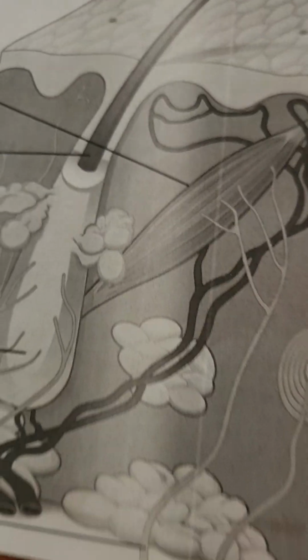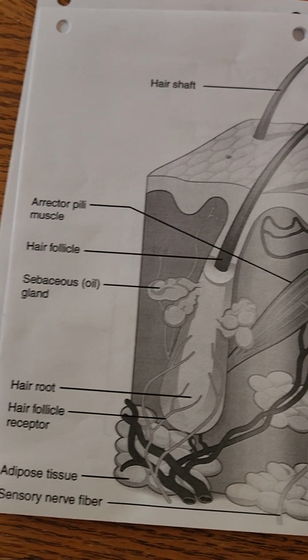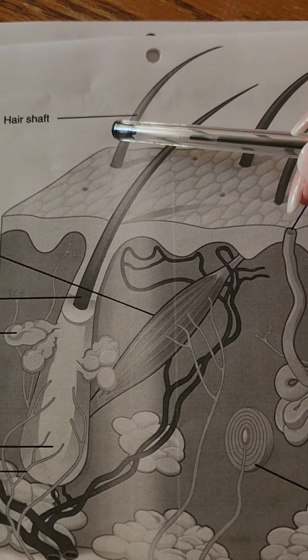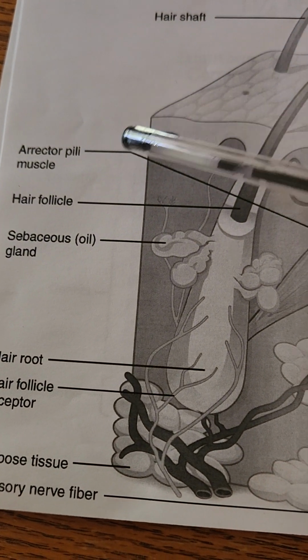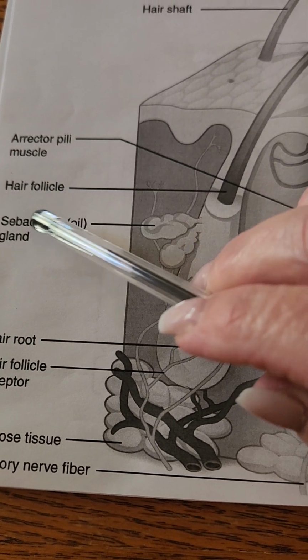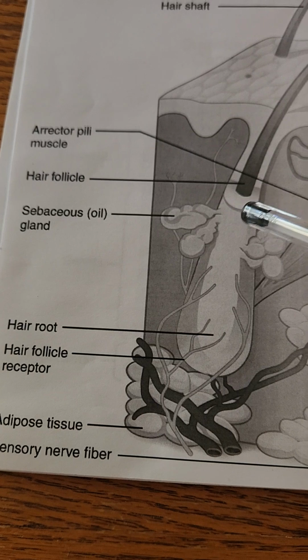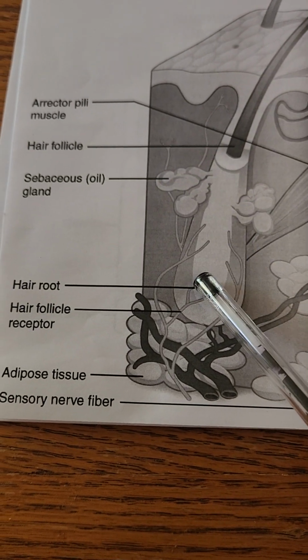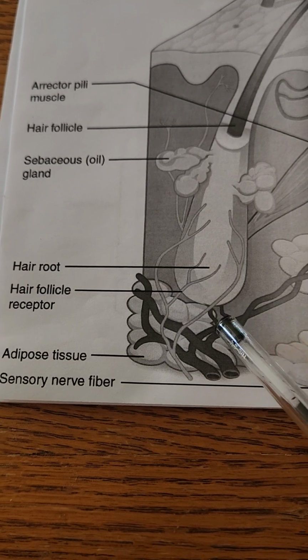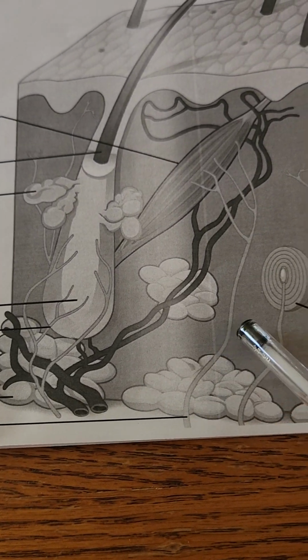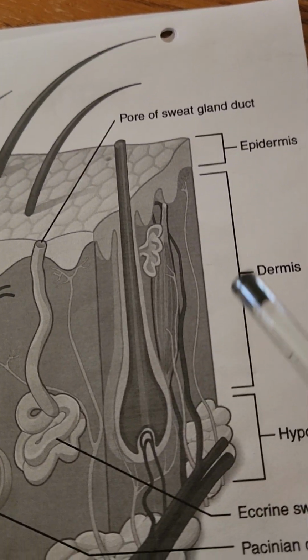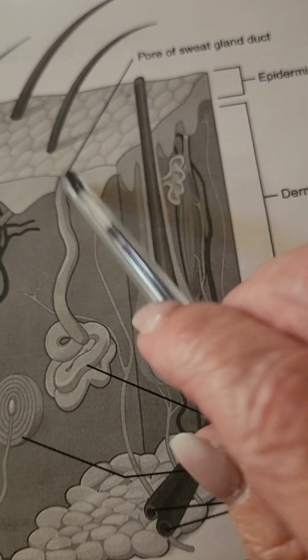Okay? I'm going to spin you around and I'm going to show you the anatomy of the skin. So as we get going a little bit more, it'll make more sense. Here we go. All right, so I have my pen. So we have a hair shaft here and here. We have the erector pili muscle, hair follicle, sebaceous oil gland right there. We have a hair root, a hair follicle receptor, adipose tissue, sensory nerve fiber, follow that on around. On this side, pore of a sweat gland, okay.